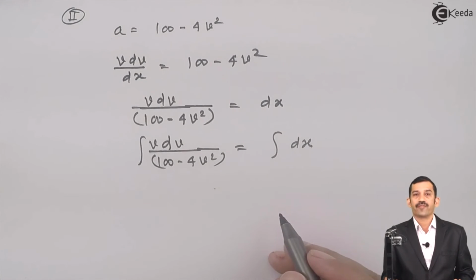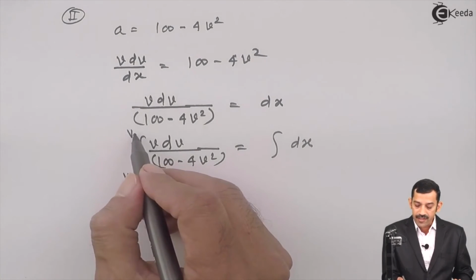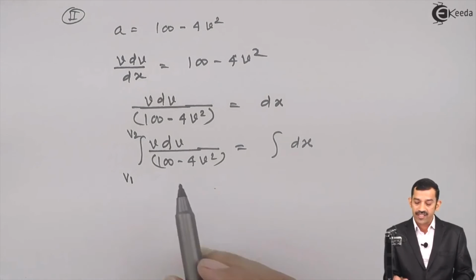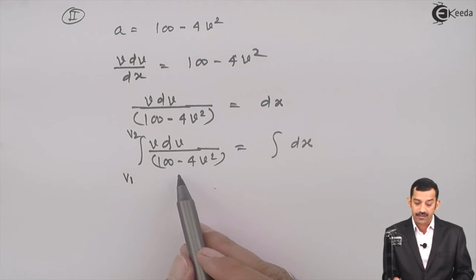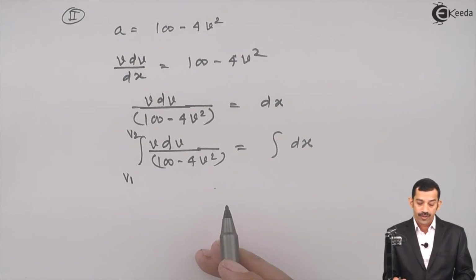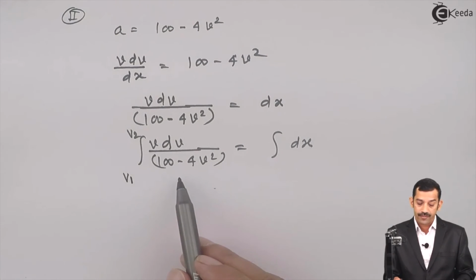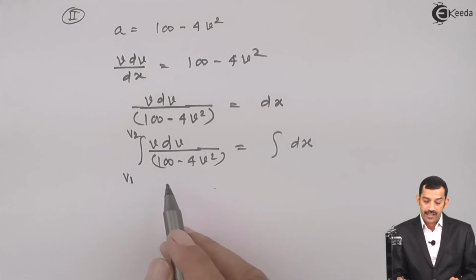Now the limits are again given: you have to find the displacement when velocity varies from 1 meter per second to 3 meter per second. Therefore, if you integrate v dv, this is of the form integral of x dx upon a plus bx square. The integral of x dx upon a plus bx square is 1 upon 2b log of a plus bx square plus constant c.